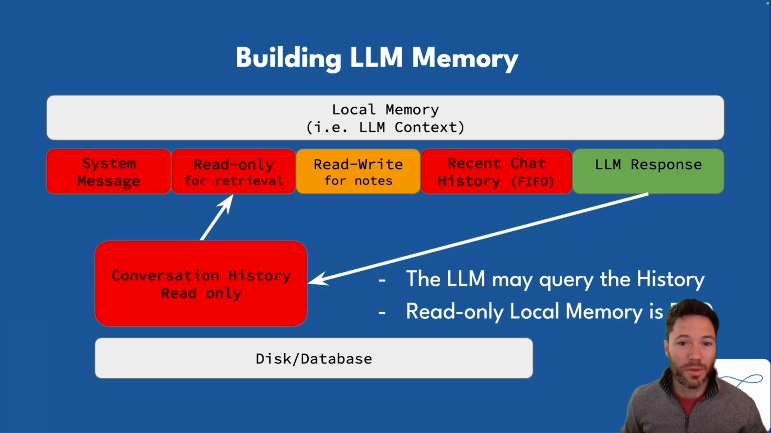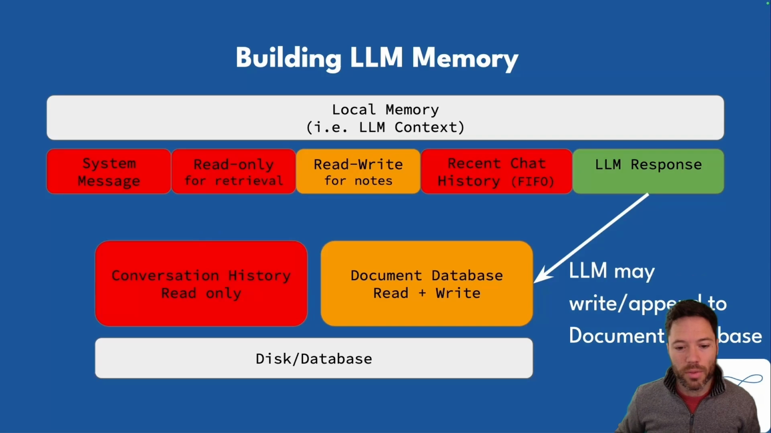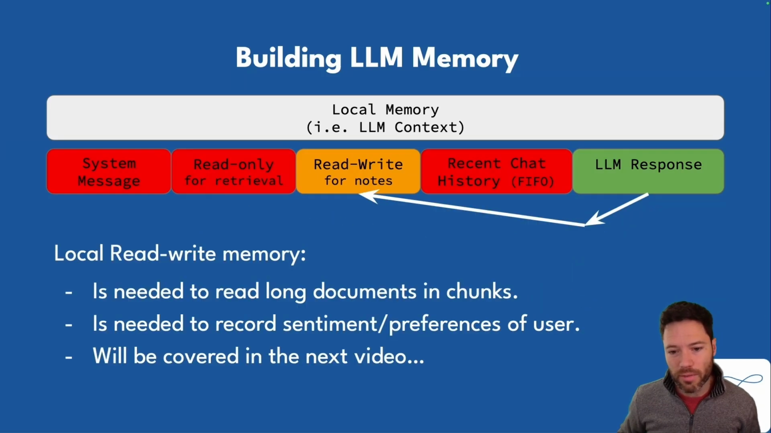One option is to do function calling. So you can have functions or tool calls that will involve reading from the conversation history, which will be a search. You can have functions that will read from the document database. You can have a function that will write to the memory.